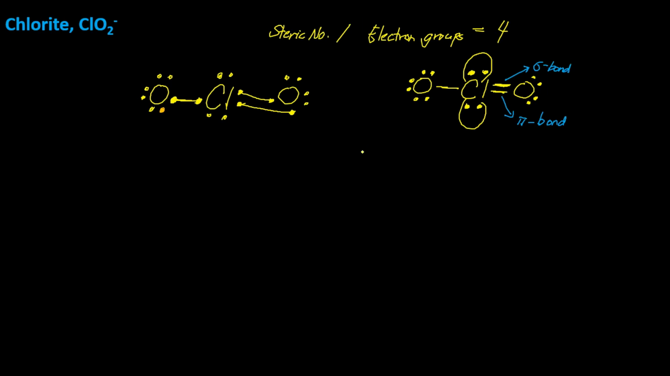Alright, so the electronic geometry is still the same. That is tetrahedral. And the molecular geometry, although the electronic geometry is tetrahedral, this one is now different. It is actually bent or angular. Why bent? We can also draw this in a different manner, like we can place the lone pair this side, and then we have the double bond here, and then we have a single bond here.